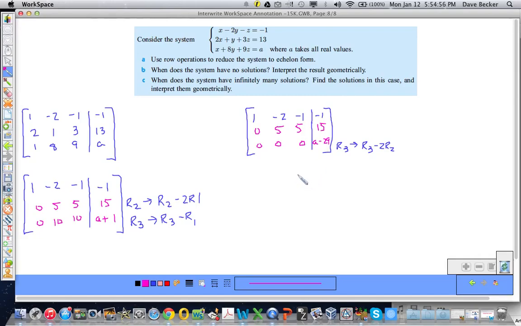Okay? And so now we've done part a, we're in echelon form, now we're going to do part b. When does the system have no solutions? Well, it's going to have no solutions when I have a 0 equal to a non-zero. Okay, when will that happen? Well, the only time this is 0 is when a is equal to 29, yes? So when a is not equal to 29, then we will have no solutions, because it's impossible, it's absurd, okay?